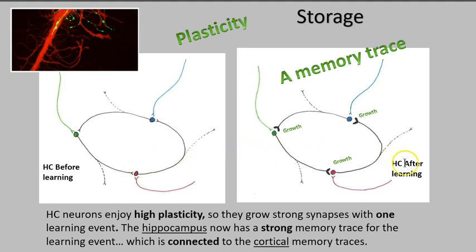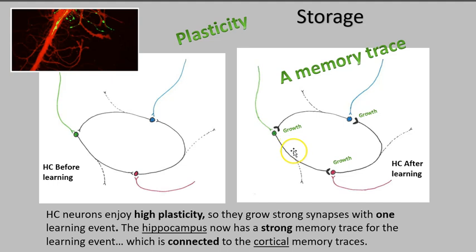But look at what happens after learning. Those synapses have grown stronger. And the ability of neurons to grow stronger synapses is called plasticity. So neurons are living cells, and they can grow in response to activity from the experiences in our lives. And it's this growth of the synapses that we're calling a memory trace.